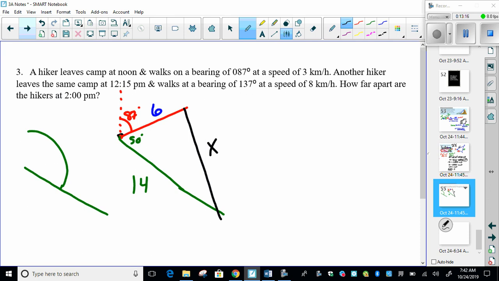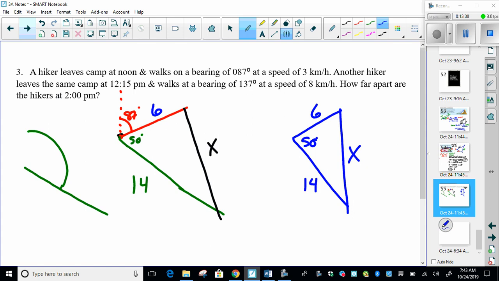So the bearings part gets your angles done, and now you just have a non-right triangle. If you need to, if your picture gets too messy, just rewrite it. 6, 50, 14, x. Oops, that's degrees.